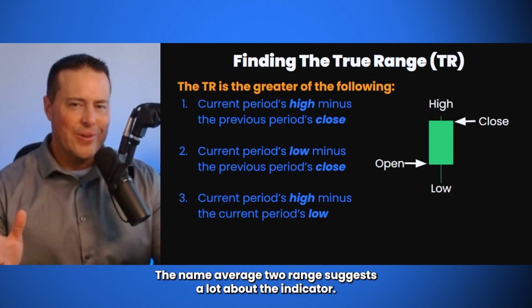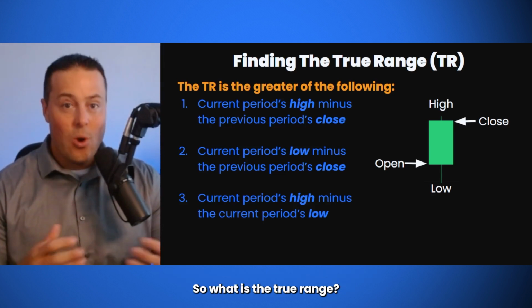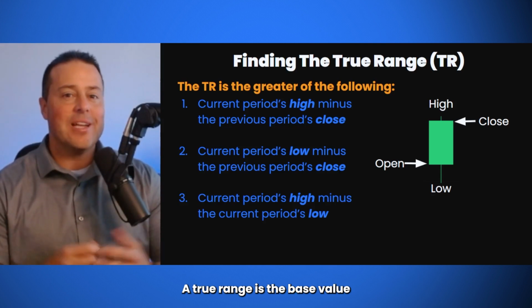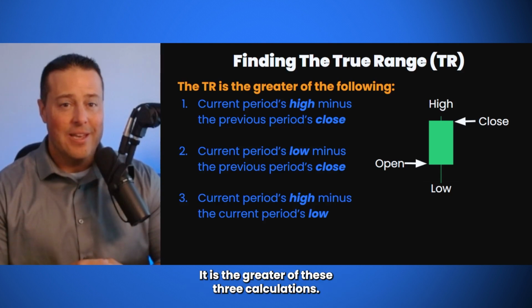The name average true range suggests a lot about the indicator. It is an average of true ranges. So what is a true range? A true range is the base value that represents the distance between a period's extremes. It is the greater of these three calculations.